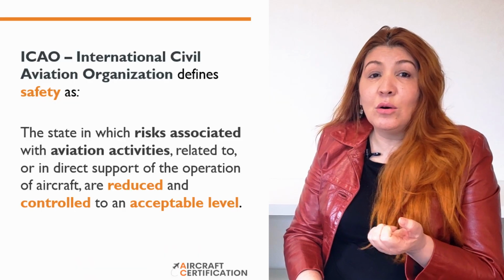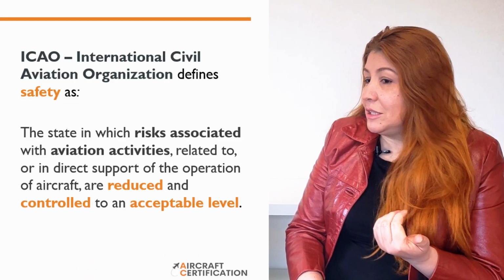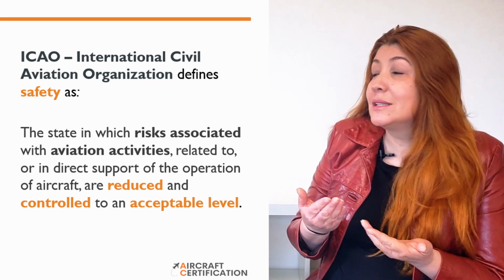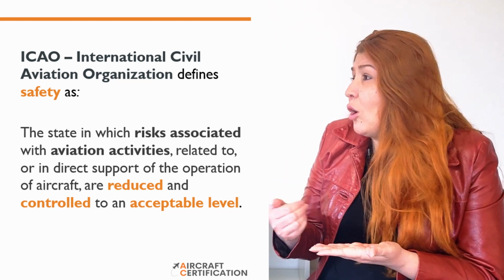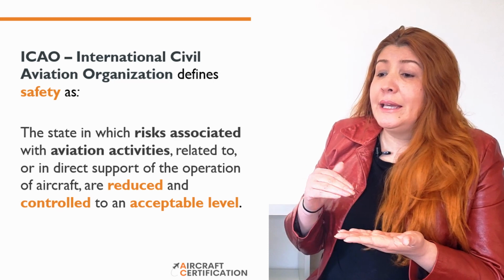Okay, so in the aircraft context, in the aviation context, how would you define safety? Who defines the safety in the aviation context is the ICAO. Okay, so ICAO defines that safety is the state in which the risk associated with aviation activities are reduced or controlled to an acceptable level. And what does it mean? It means that it's impossible to be risk-free. And what ICAO means when they mention aviation activities? That's everything related with aviation, which means operation, maintenance, and the aircraft design.